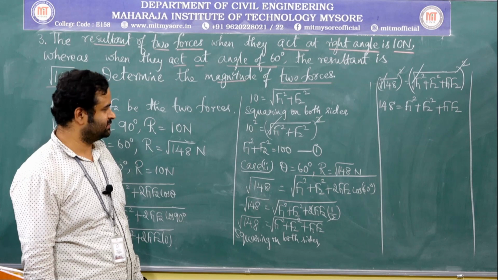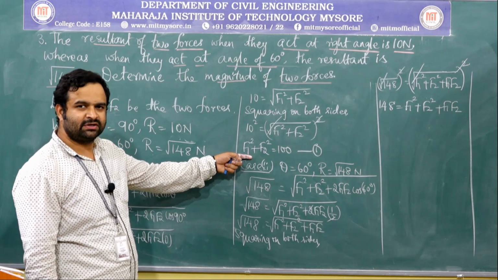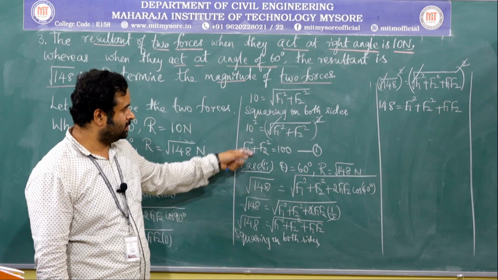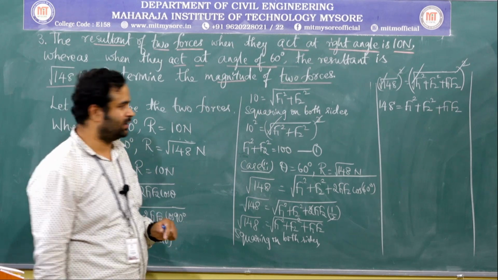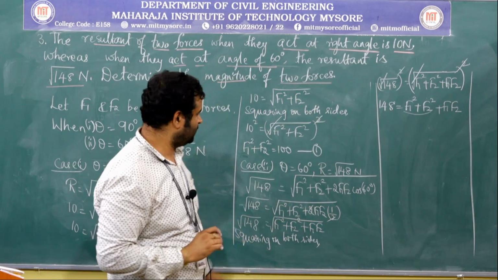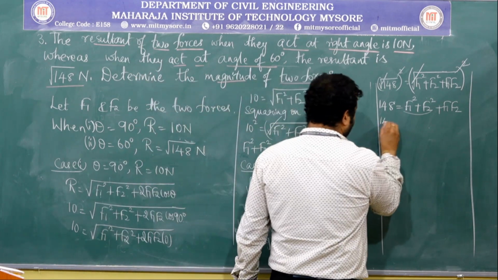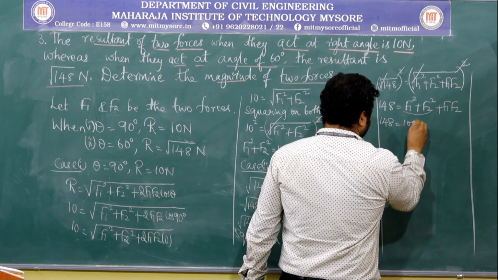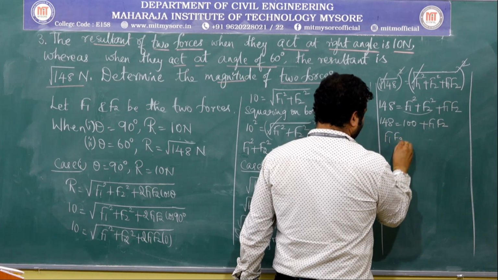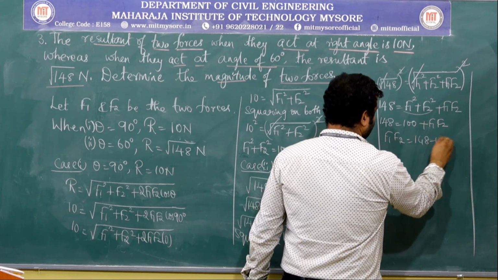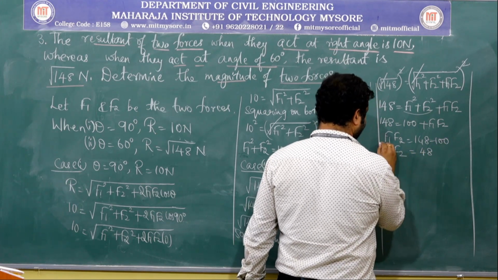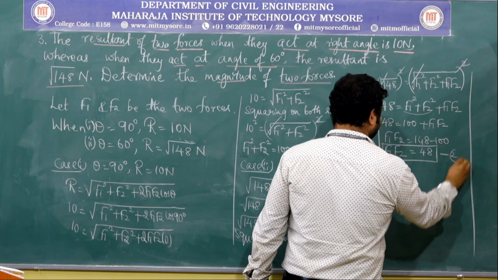So can we simplify this? If you observe equation number 1, what is equation number 1? F1 square plus F2 square is equal to 100. So using this in that particular equation, we can replace F1 square plus F2 square by 100, and we get 148 equals 100 plus F1 F2, or F1 F2 is equal to 148 minus 100, that is nothing but 48. Let this be equation number 2.